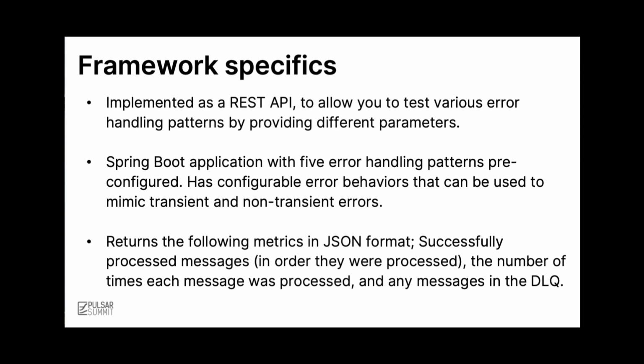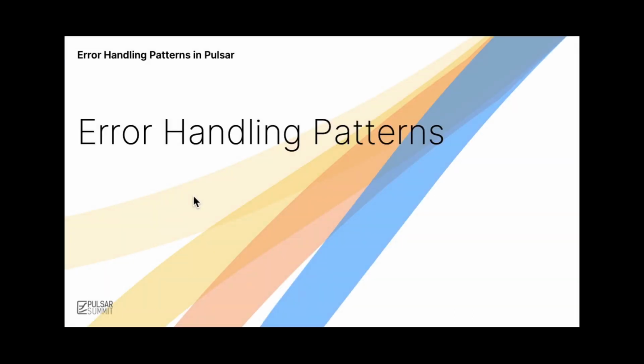So it's a REST endpoint. You get a JSON message back, and it contains three categories. The processed messages, retained in order, so you can see exactly how they were processed on the system to see if in-order processing was guaranteed or not. The number of times each message was processed, so I keep track of it for detecting reprocessing of messages. And if you have a dead letter queue enabled, what messages ended up there in that dead letter queue.